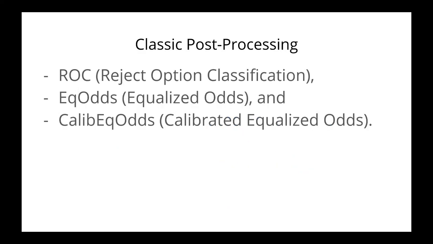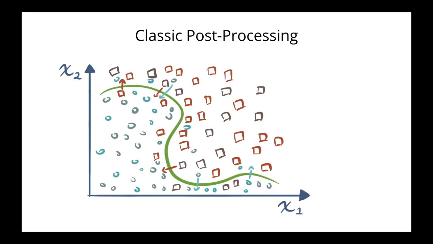The first post-processing method we will discuss is the classic post-processing algorithms. There are three particular algorithms within this class: ROC, or reject option classification, equalized odds, and calibrated equalized odds. All three of these algorithms use the output from the model and make changes to the classification decisions close to the separating hyperplane boundary. For instance, here we see two classification classes, boxes and circles, as well as a hyperplane separating them. The classic post-processing techniques shuffle around the data points close to the hyperplane boundary to produce a more fair classification.